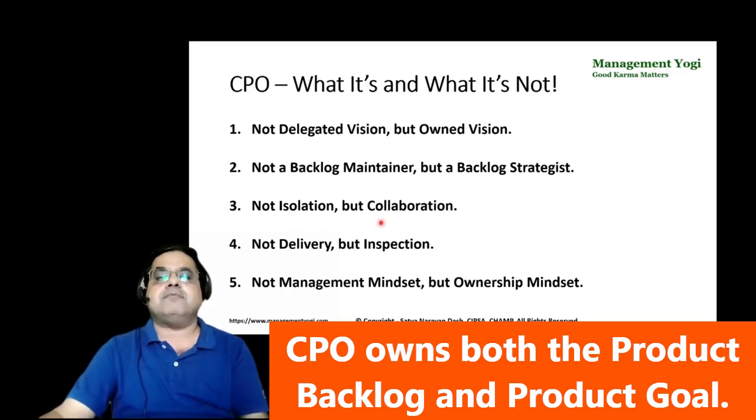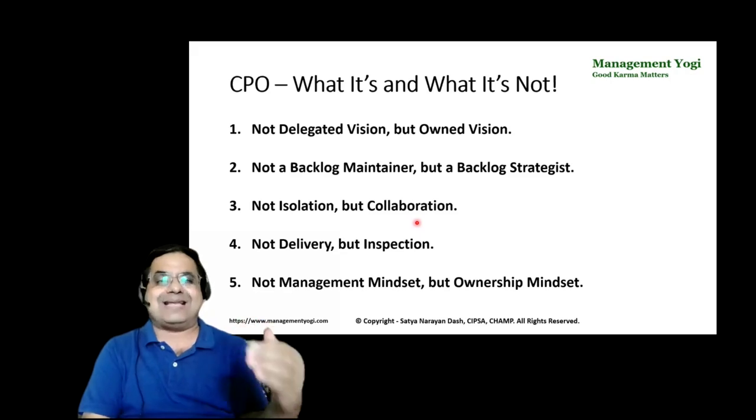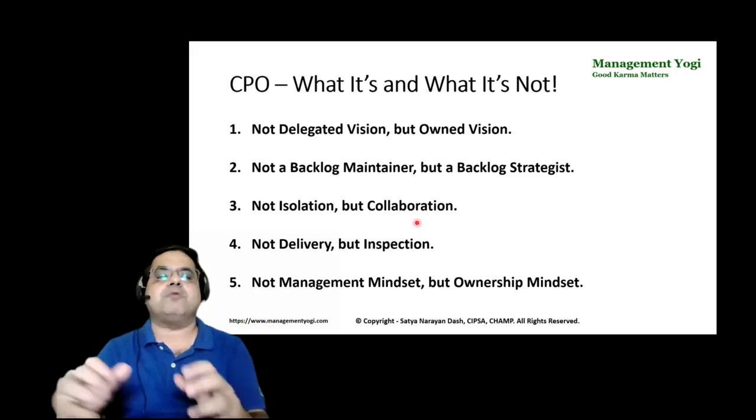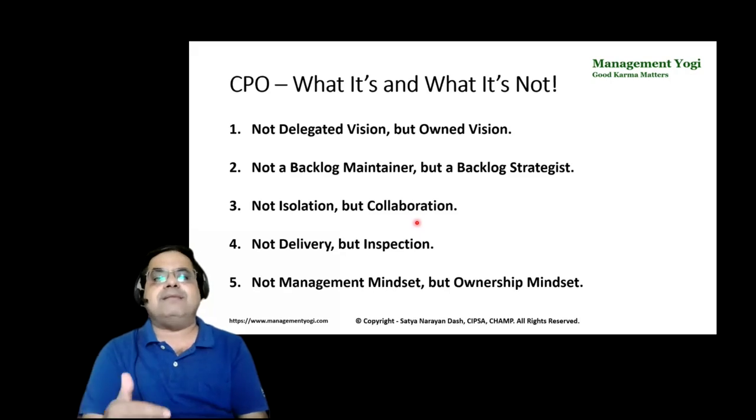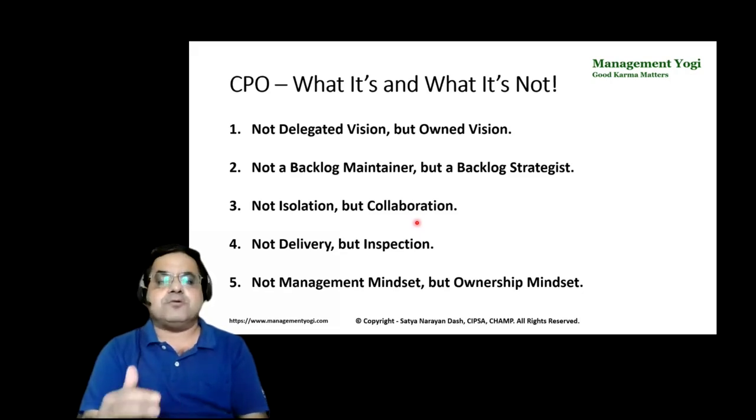Three, not isolation, but collaboration. The CPO is not a lone wolf. The CPO does not work in isolation. The CPO has to work in collaboration with other team product owners. The CIPSA Scrum team is at scale. It will have multiple individual Scrum teams. Those Scrum teams will have team product owners. The CPO will be part of the product owner group and is going to work collaboratively with the team product owners as well as other stakeholders as and when needed.